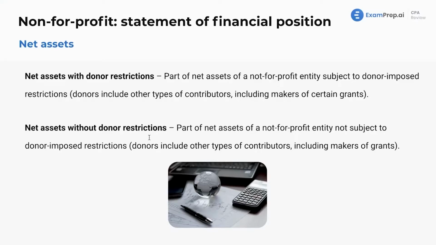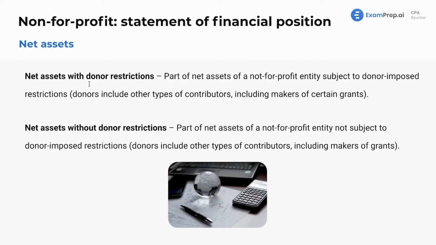If you're a college, it's for any specific purpose that the entity exists for. Net assets without donor restrictions. This is part of net assets of a not-for-profit entity not subject to donor-imposed restrictions. These are going to be just cash or any sort of assets given that you can do whatever you want with.